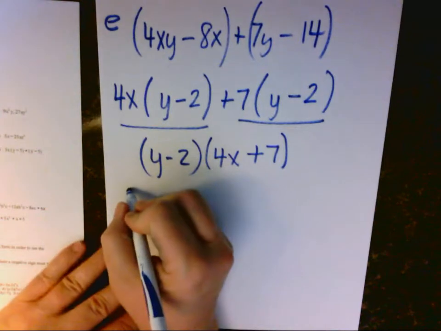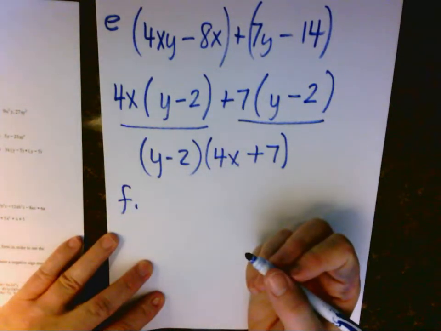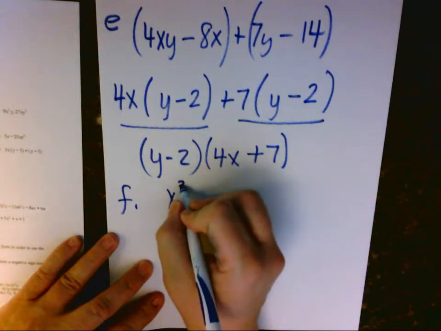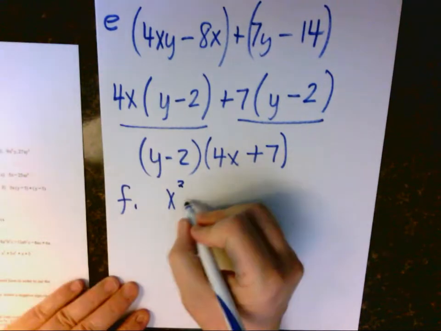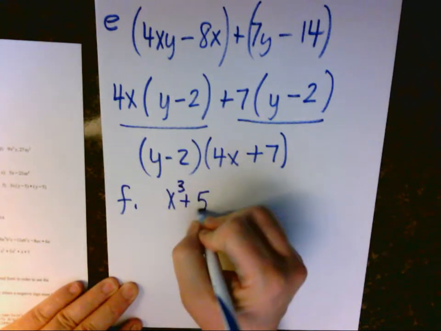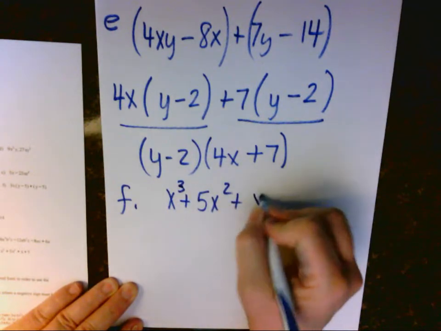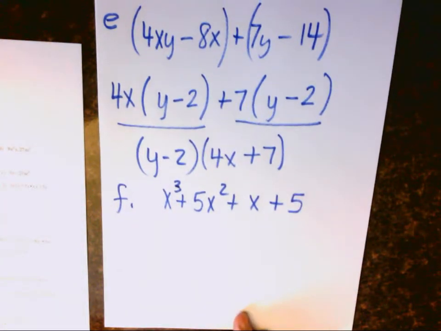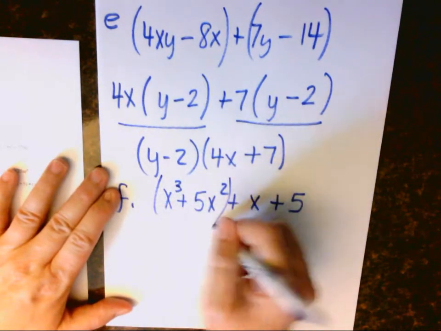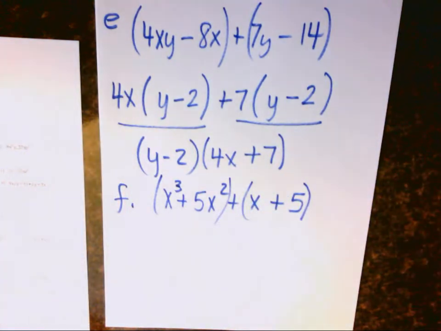Okay, and the final example today on this section is x cubed, wait, let me see if that is a cube. X cubed, yes, plus 5x squared plus x plus 5. Well, there's nothing common, no common factor, no greatest common factor here for every term. So we just try the old tried and true grouping. When we have 4 terms, try grouping.